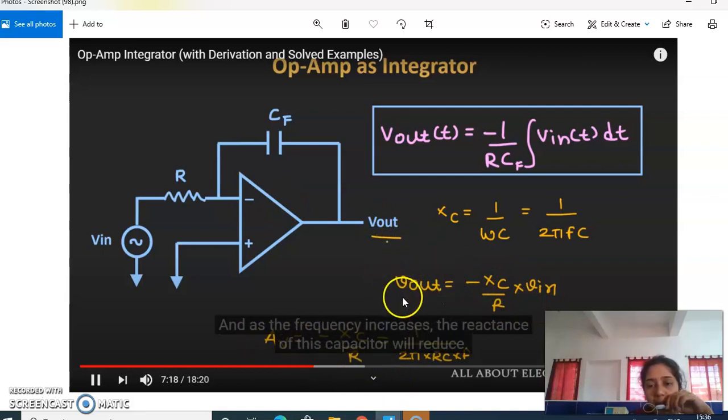Now I can get the gain expression here, V out by V in equal to minus Xc by R, and Xc equal to 1 by 2 pi F C, right? So we can replace this Xc by 1 by 2 pi F C into R. So at low frequencies, if the frequency is low, the gain is very high, right? Then if the frequency is very high, the gain will be reduced, or the gain is decreased, right?